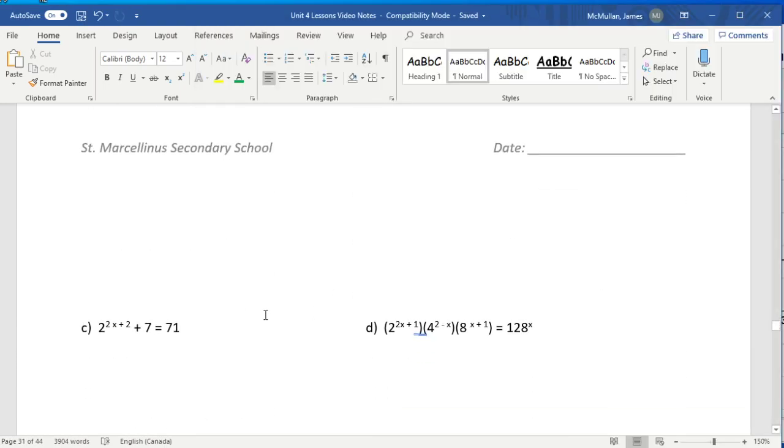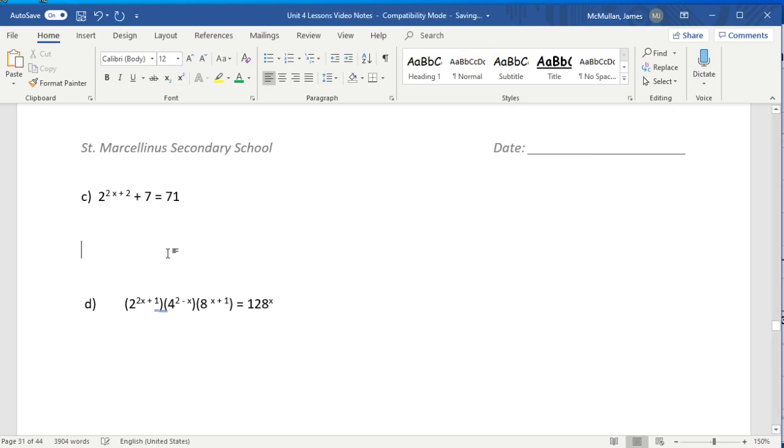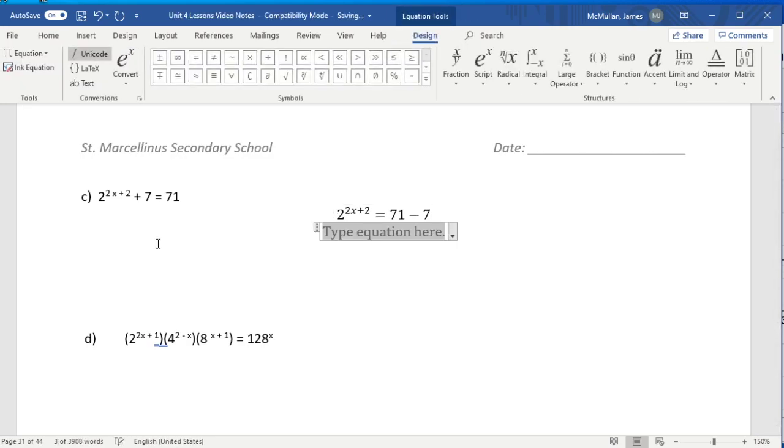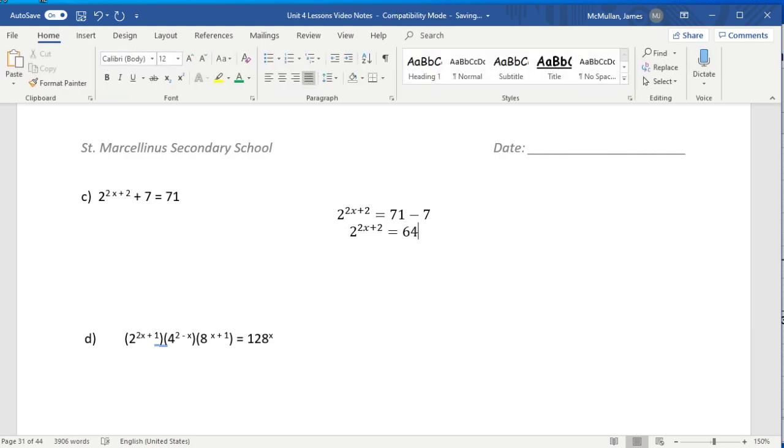Okay, now these can get more or less complicated. Let's try a couple more. So here you have 2 to the power of 2x plus 2, plus 7 equals 71. Now again, don't forget your other algebra rules here, right? It's simple in this case to just move that 7 over to the other side. And when you do that, you get 2 to the power of 2x plus 2 equals 64.